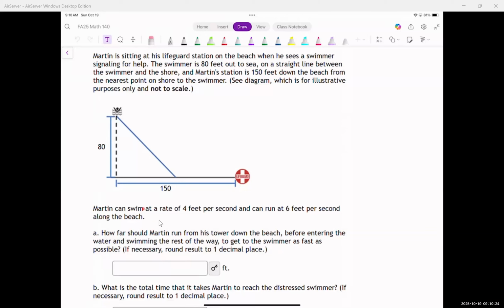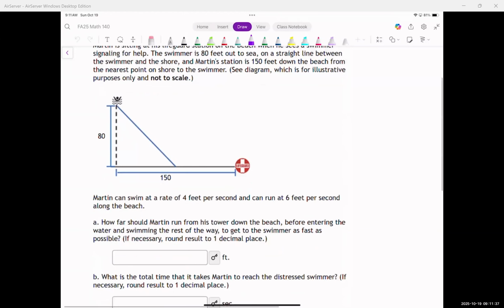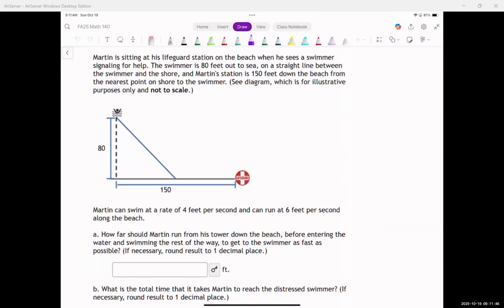We're also told that Martin can swim at a rate of 4 feet per second and can run at 6 feet per second along the beach. What we're asked to find is how far Martin should run from his tower down the beach before he jumps into the water and starts swimming to get to the swimmer. We want to minimize the time it takes to get to the distressed swimmer. So Martin is going to run down the beach for a distance, and then he's going to swim for a distance. And we're trying to minimize that overall total time.